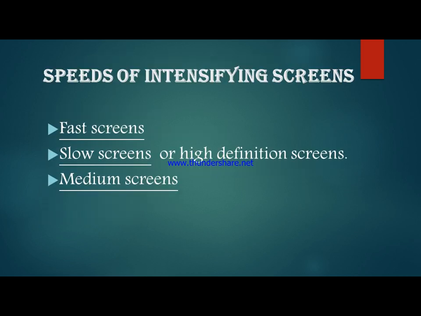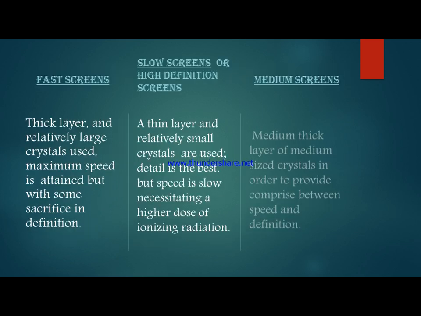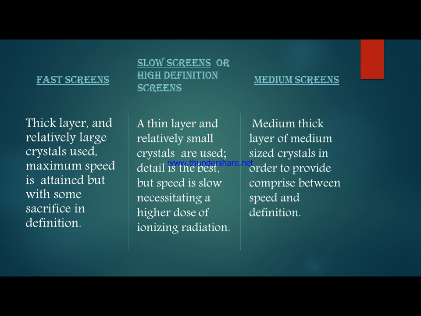Speeds of intensifying screen are fast screen, slow screen or medium screen. Slow screens are also called high definition screens. These are the differences between these screens. Fast screens use a thick layer and relatively large crystals. Their maximum speed is obtained, but with some sacrifice in definition. In the case of slow speed, a thin layer and relatively small crystals are used. Detail is the best, but speed is slow, necessitating a higher dose of ionizing radiation.